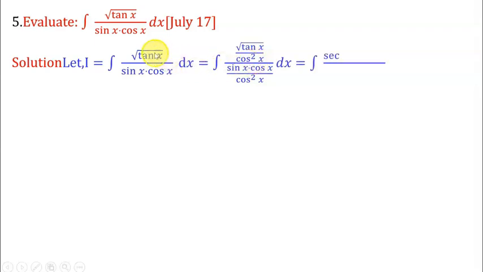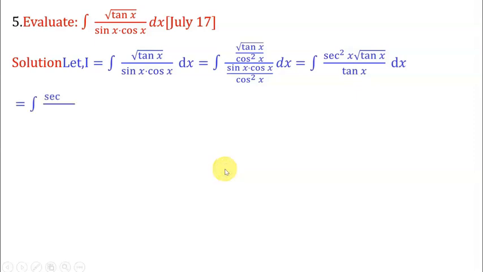x. That is, root of tan x upon cos square x, the whole divided by sin x into cos x upon cos square x. First of all, root of tan x upon cos square x, the reciprocal of that is 1 upon cos square x, which is sec square x, into root of tan x. Now one cos will get cancelled. You will get sin x upon cos x, and that is nothing but tan x.